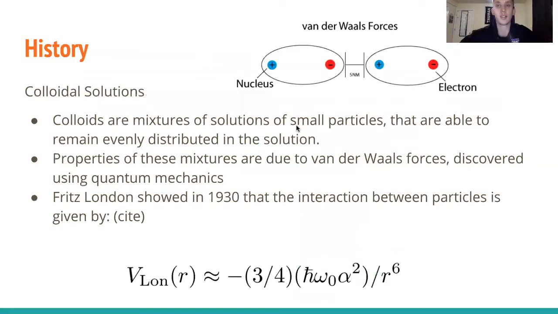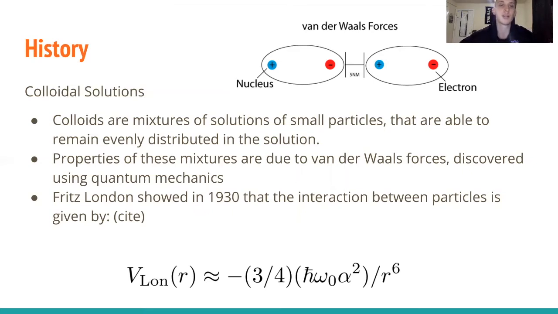Now that you know what the Casimir effect is, I want to get into where it came from. So the Casimir effect has its origin in colloidal chemistry. Colloidal solutions, or colloids, are mixtures of solutions of small particles, and these particles usually range from about 1 to 1,000 nanometers. These particles are still able to remain evenly distributed through a solution. Examples include paint, mayonnaise, etc.